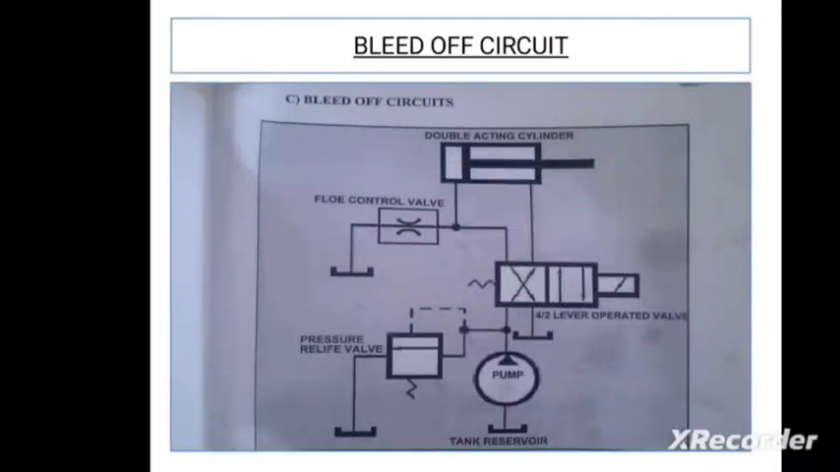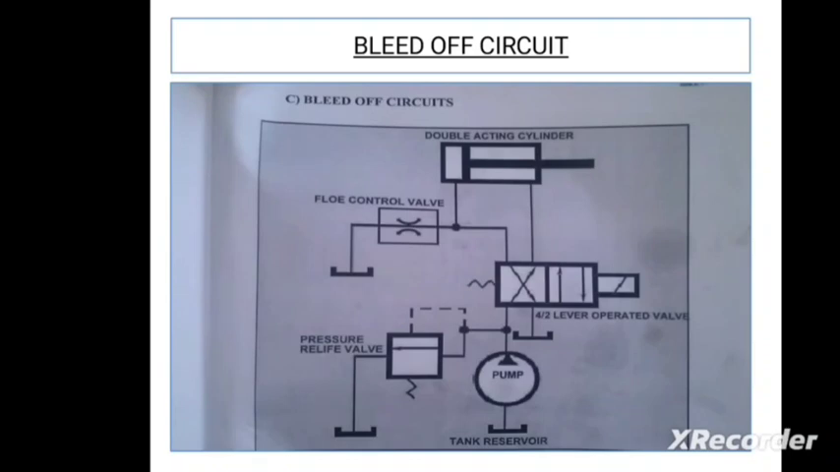While comparing this bleed off circuit with the metering in and metering out circuits, this is somewhat different. Initially the oil is stored in a tank, that is a reservoir. With the help of the pump, the oil is sucked into the direction control valve, usually a 4/2 direction control valve. From the DCV, the oil enters the double acting cylinder through the inlet port, so the piston is activated and moves from left to right.